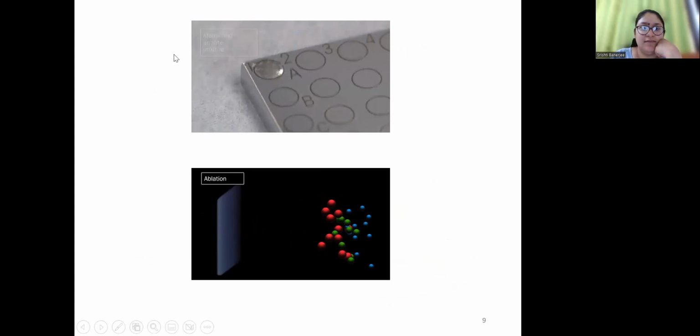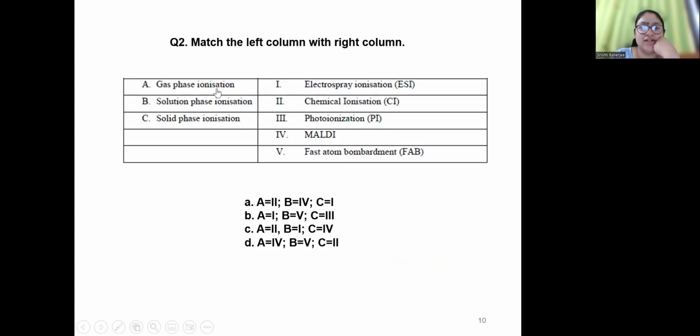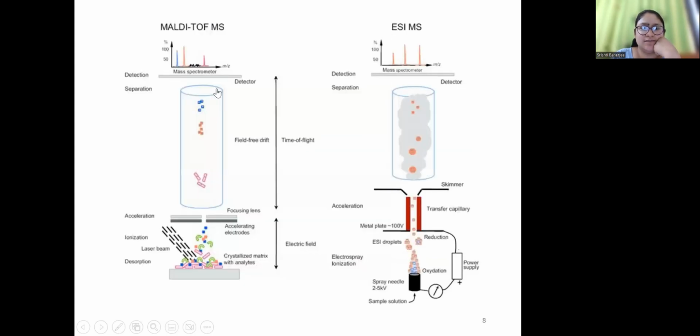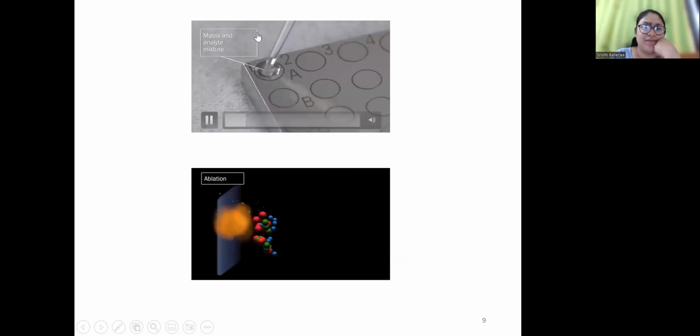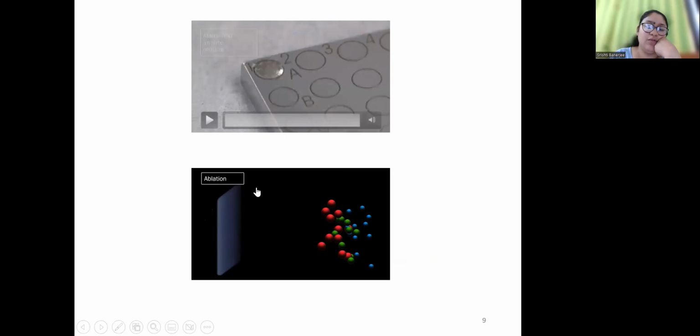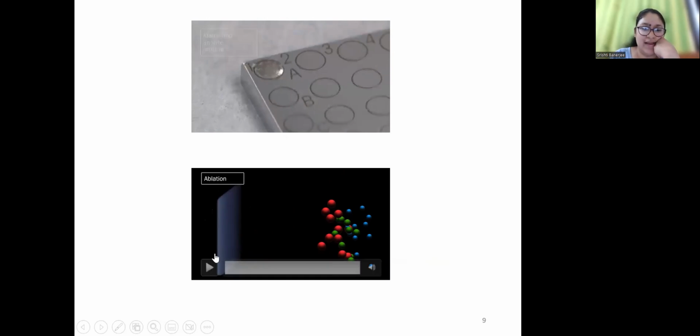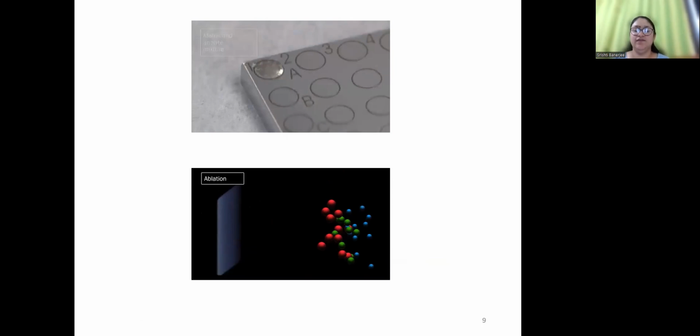Yes, the matrix and analyte mixture is here. We are mixing it, and then we'll keep it for drying, and then we put it inside the mass spec. This is the process of ablation, where you see the different charged ions in different colors getting away from the surface. So that is what happens in the case of MALDI and ESI.